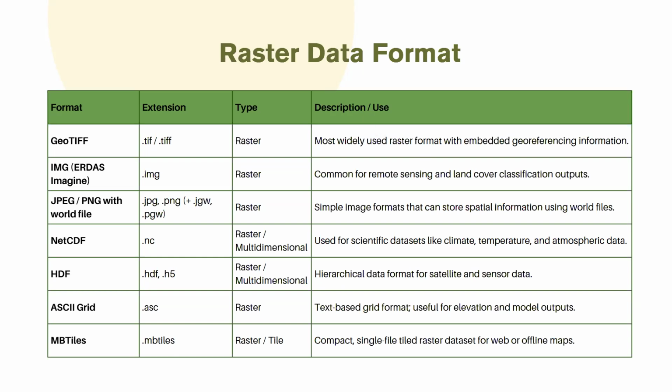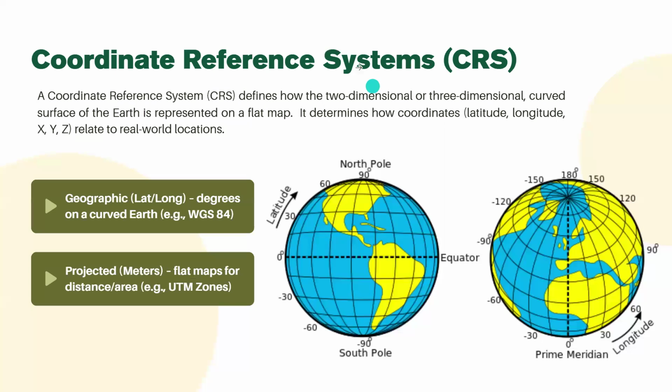Till now, we have seen everything, like what is data and the types of data. Next, let's understand how these data sets actually locate themselves on Earth through something called a coordinate reference system. Once we know what kind of data we have, whether it is raster or vector, the next question is, where on Earth does this data sit?